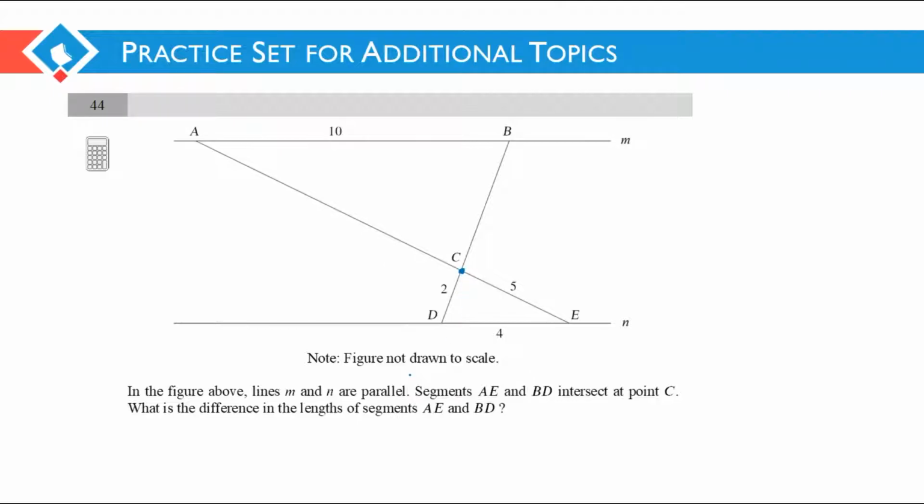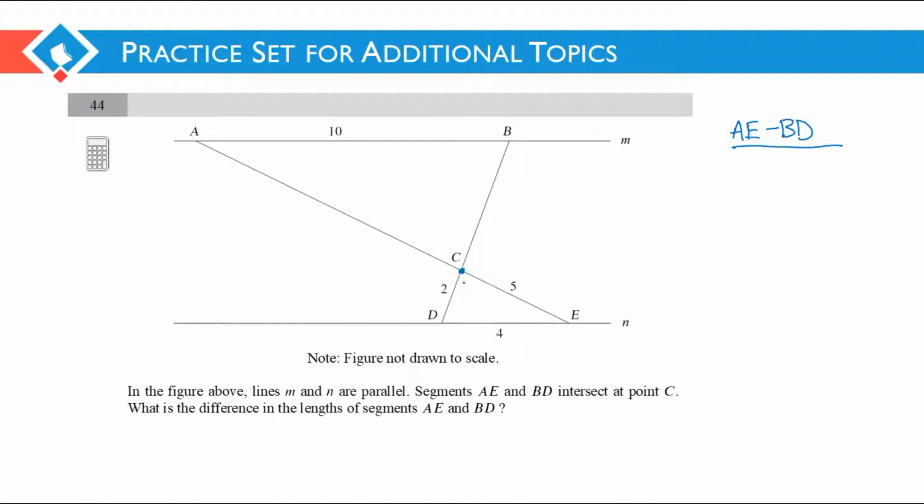All right, and then it's asking us what is the difference in lengths of the segments. So AE is going to be this diagonal segment here, and BD is going to be this diagonal over here. So we want to know the difference between the two. So we want to do AE minus BD. This is the quantity that we are looking for. And in order to do that, we have to figure out the lengths of segment BC and AC.